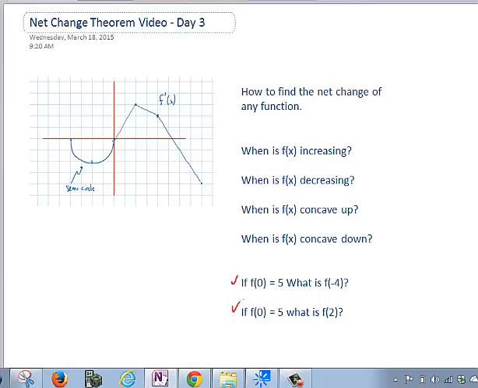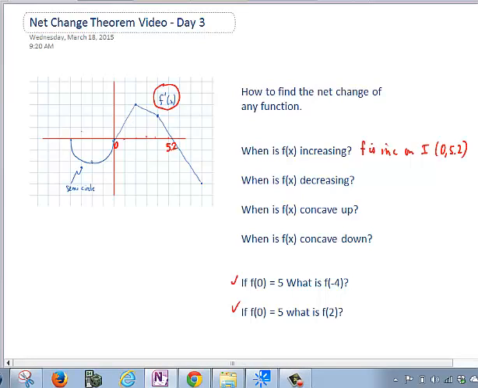So here we go. When is a function increasing? When is f of x increasing? If this is the graph of f prime, you would look for when f prime is positive, and that would be on the interval from 0 to, let's say, 5.2. 1, 2, 3, 4, 5, about 5.2. So you would say f is increasing on the interval from 0 to 5.2.